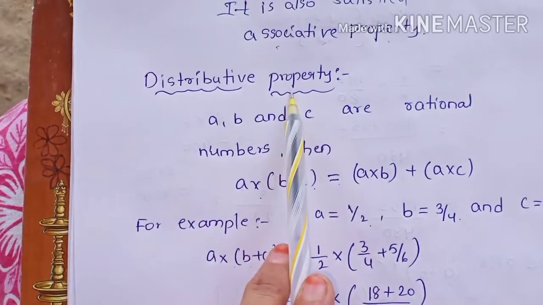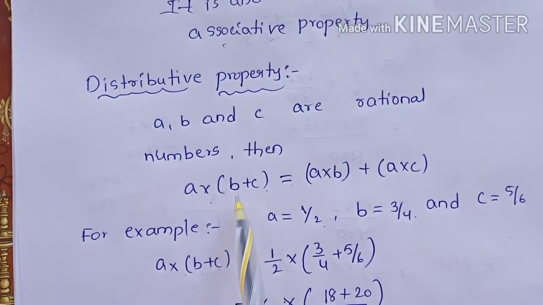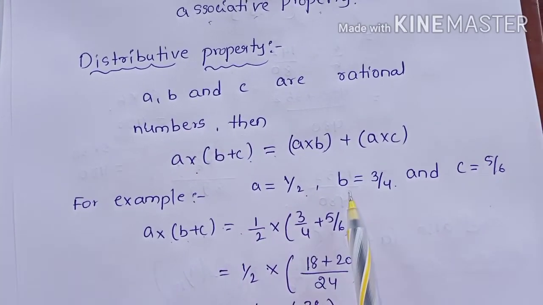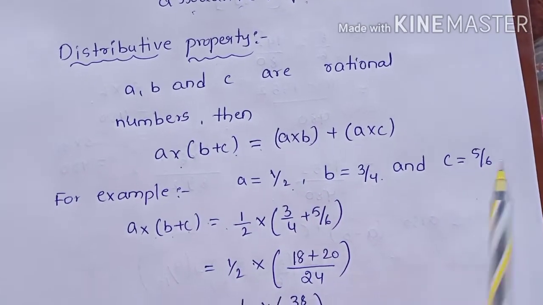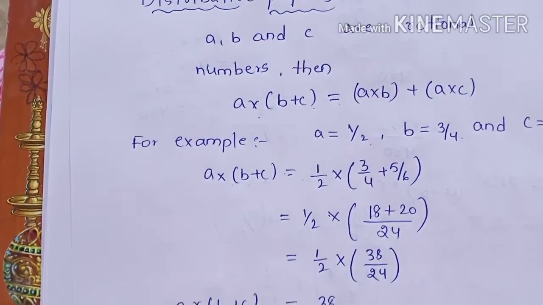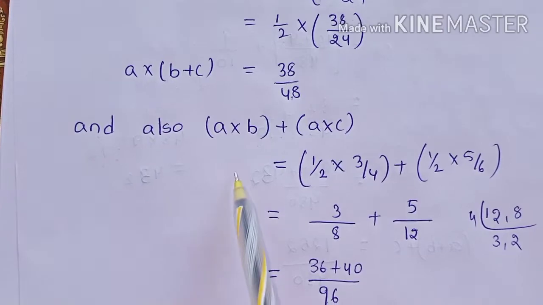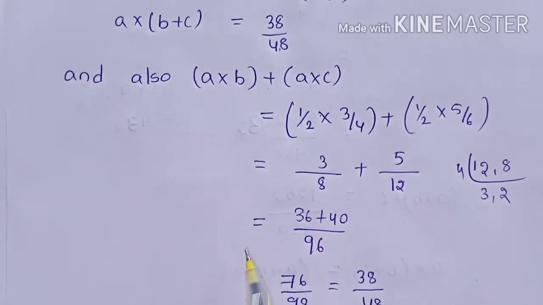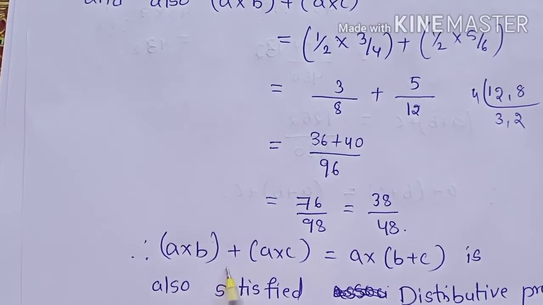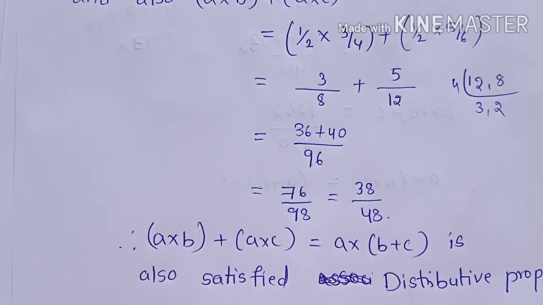Then we go to distributive property. A, B and C are rational numbers. Then A cross of B plus C is equal to A cross B plus A cross C. For example, A equals 1 by 2, B equals 3 by 4 and C equals 5 by 6. Then we find A cross of B plus C, which is equal to 38 by 48. And also find A cross B plus A cross C. Then the answer is 38 by 48. Therefore, A cross of B plus C equals A cross B plus A cross C, so it also satisfies the distributive property.